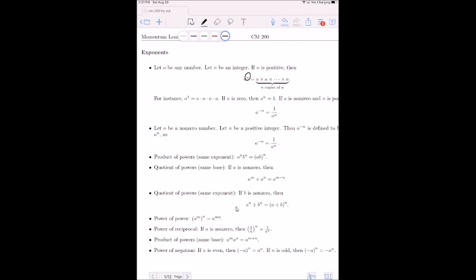Now it's an integer. So a times a times a times a times a, n times, n copies of a. When we multiply a by itself n times, it's written as a to the power of n, as you see here in the circle. So a to the power of 4, here's an example, is a times a times a times a. Four copies of a are multiplied.